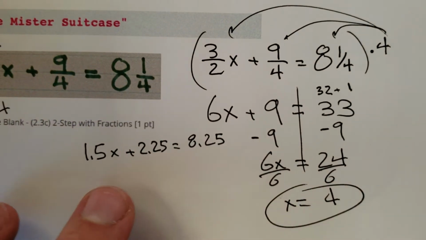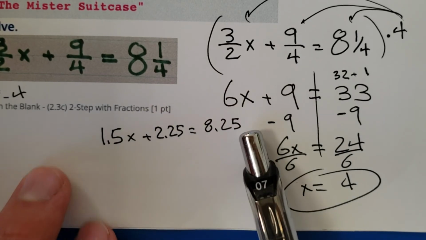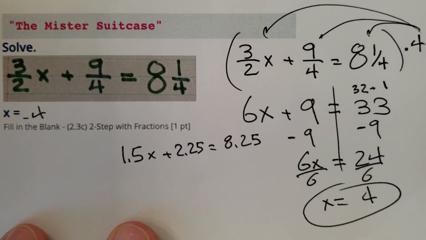Okay. So that's up to you. Okay. This would be the get rid of the fraction method. This would be just write them as decimal method. Okay. Either way, you get the same answer. That is the Mister Suitcase.